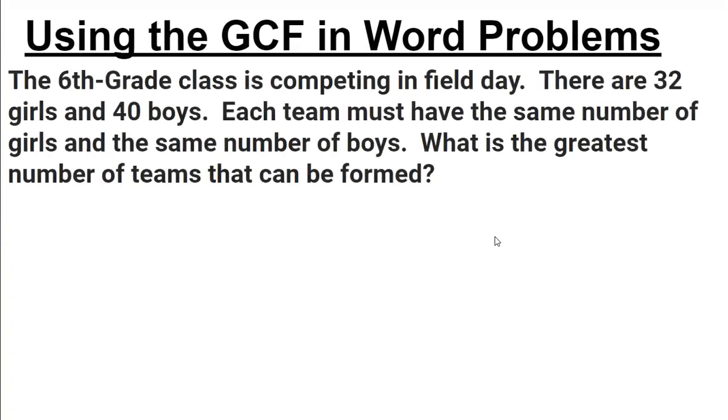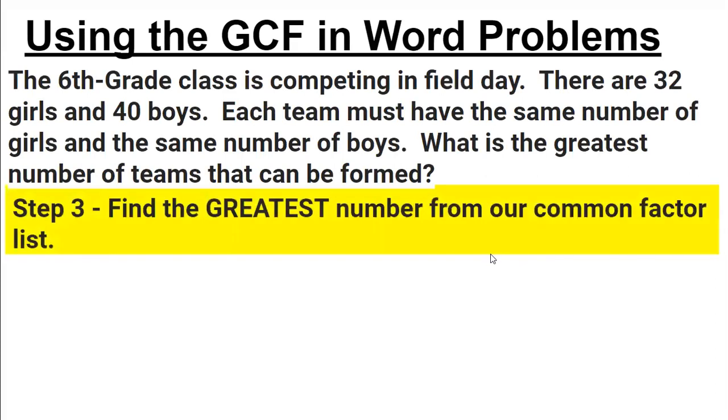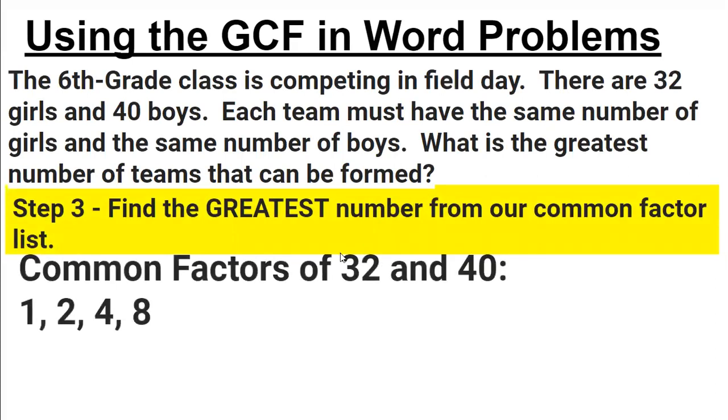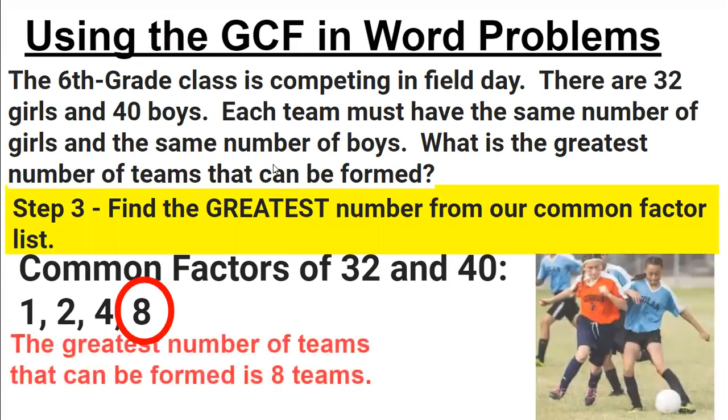Next step. Find the greatest common factor. We have common factors of 1, 2, 4, and 8 that we circled on the previous slide. Which one's the greatest? Exactly, 8 is the greatest. So that means the greatest number of teams that can be formed is 8 teams. 8 teams can be formed with 32 girls and 40 boys.